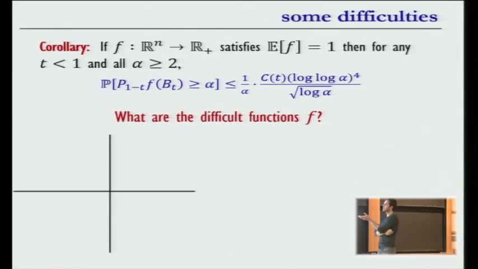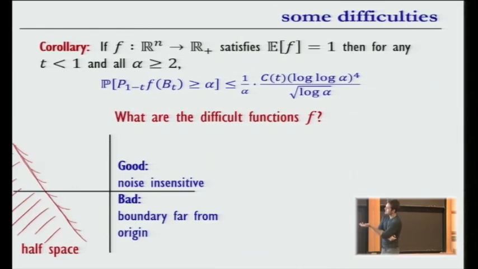A first natural choice, this is my artist's rendering of a half space, is that you might choose f to be just the indicator of a half space. And why would you do that? Well, half spaces are noise insensitive. When you apply this heat flow to the half space, the amount that leaks off the half space will be very small. These things are noise insensitive.